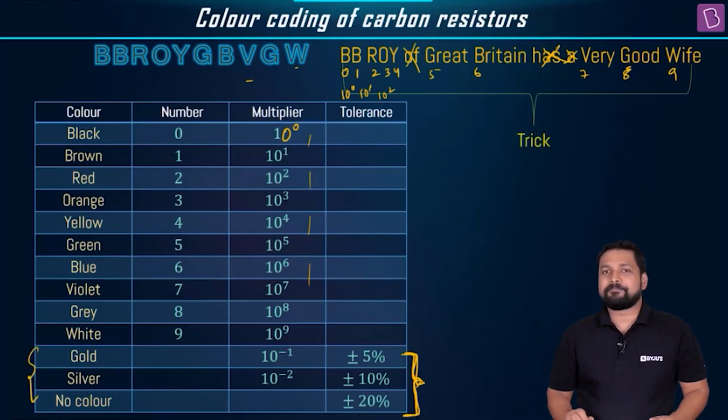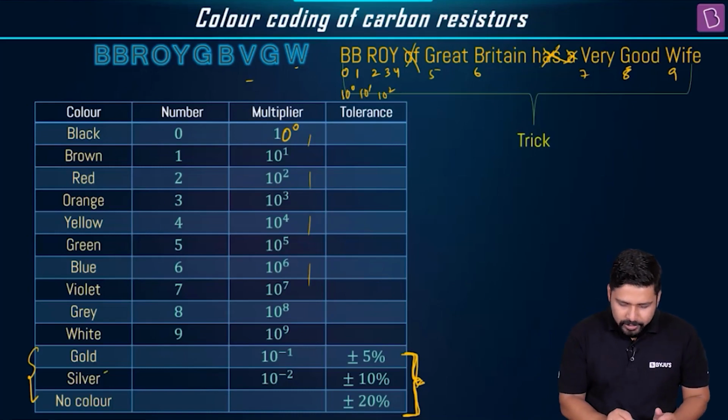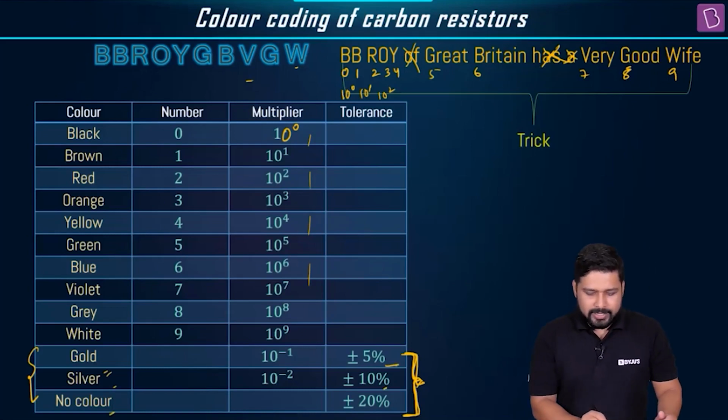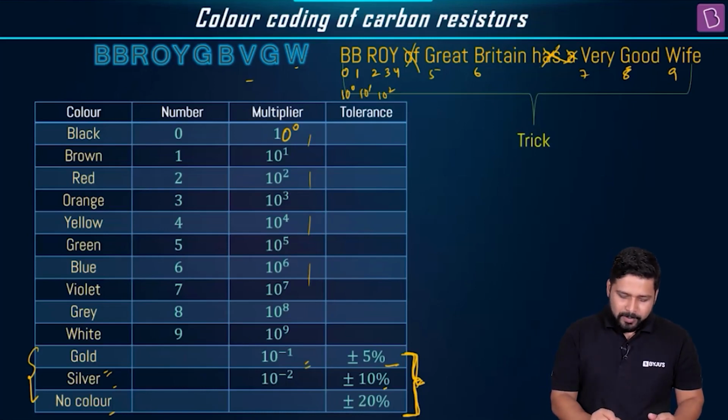Now, what about these 3? Well, they will come into picture only in tolerance, right? So for gold, it is 5%, for silver, it is 10%, and for no color, it is 20%, plus or minus. This is something that I expect you to remember, okay? 3 colors, the last one is not even a color. So gold and silver, that's all you need to remember. And also remember that the multipliers are in 10 raised to the power minus 1 and 10 raised to the power minus 2. Easy?